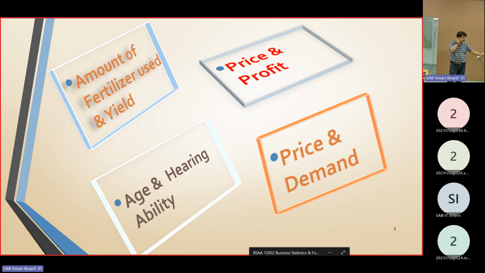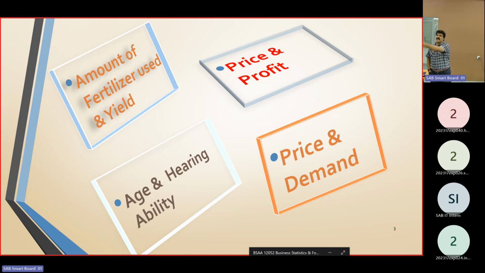What the relationship is, this question is answered through regression. Now, again, look at these ones. Amount of fertilizer used and yield. When we look at this one, there should be a relationship. We feel that the yield depends on the amount of fertilizer used. And price and profit: we feel that the profit may depend on price. Hearing ability depends on age.